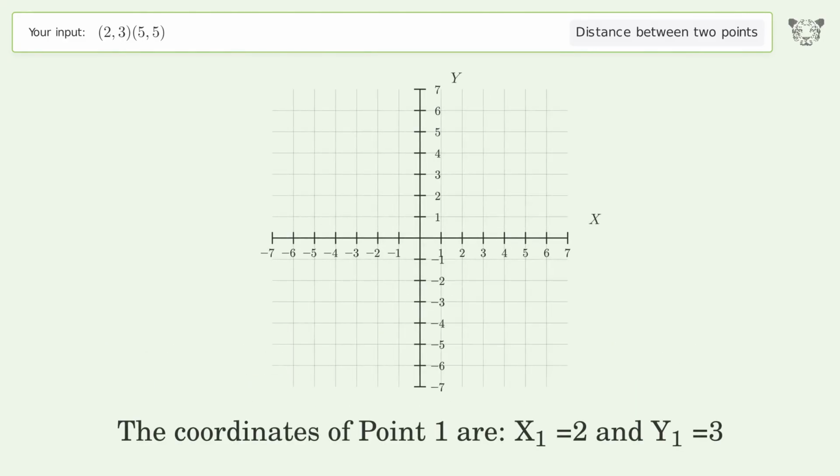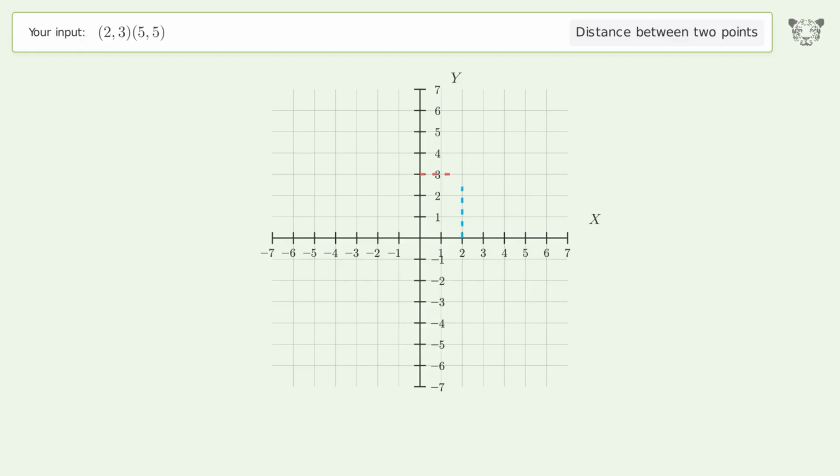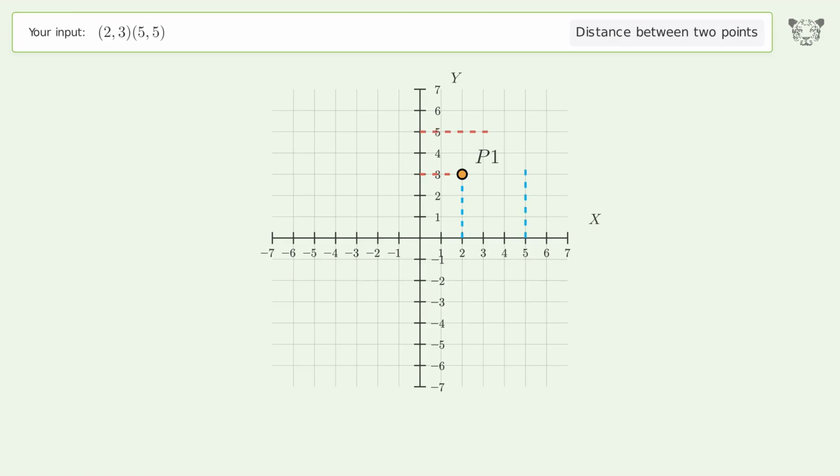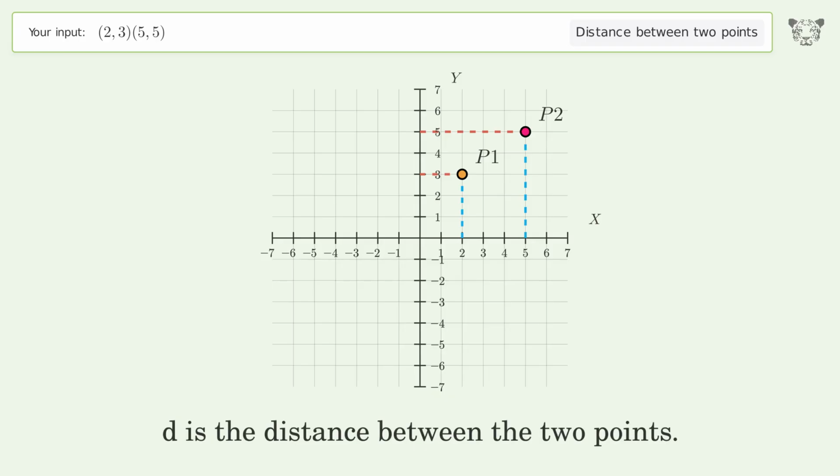The coordinates of point 1 are x1 equals 2 and y1 equals 3. The coordinates of point 2 are x2 equals 5 and y2 equals 5. D is the distance between the 2 points.